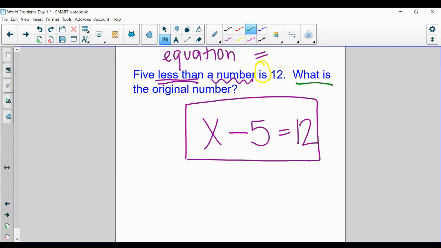But it's also asking me for what is the original number. Now that I have this equation, I can go solve, and I can find out that the number is in fact 17.